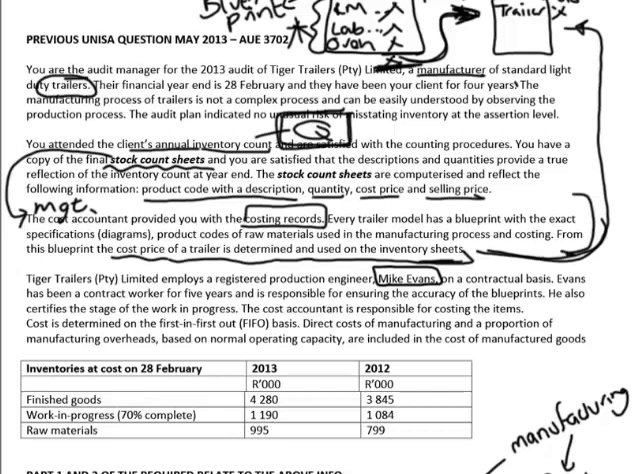The cost accountant is responsible for costing the items. Yes, the cost accountant still makes sure that we cost them. So he is the one that does this document here. But we've got Mike, who's involved in the blueprint.